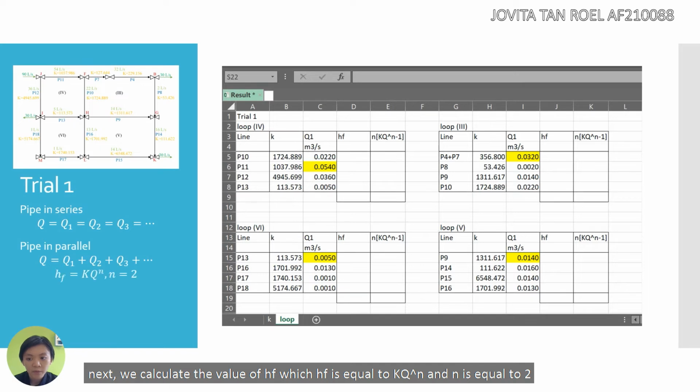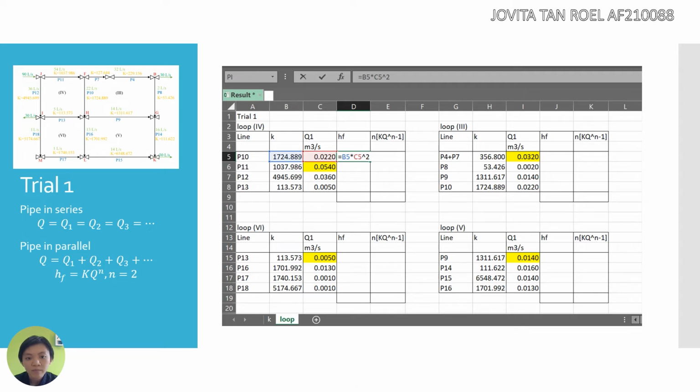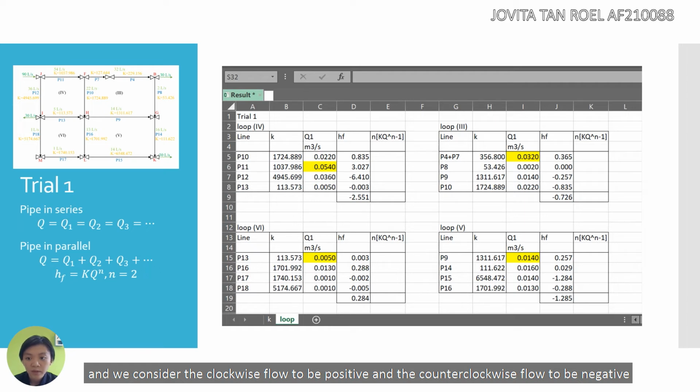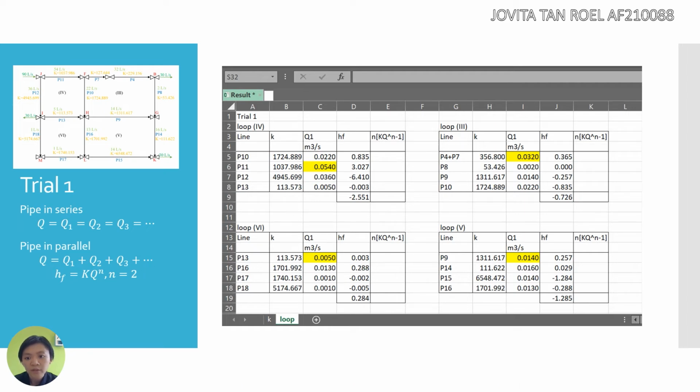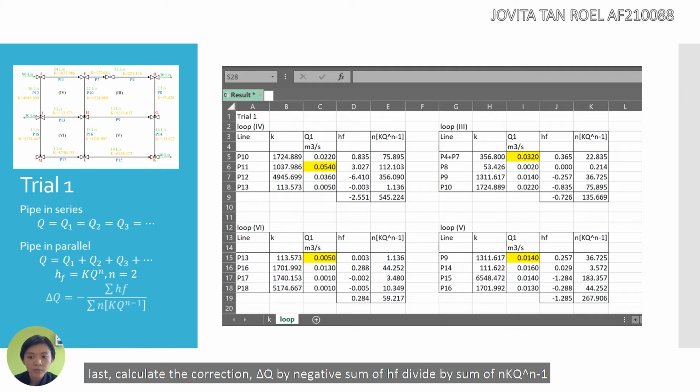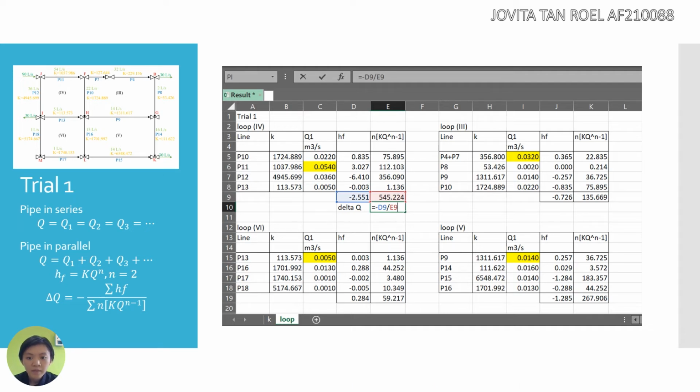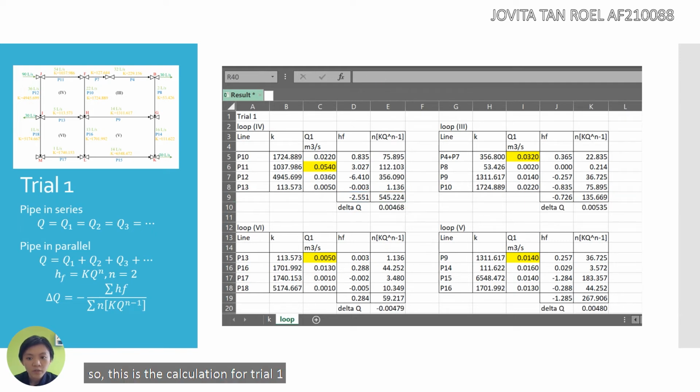Next, we calculate the value of HF, where HF is equal to KQ power n, and n is equal to 2. We consider the clockwise flow to be positive and the counterclockwise flow to be negative. And then we calculate nKQ power n minus 1. Last, calculate the correction delta Q by negative sum of HF divided by sum of nKQ power n minus 1. So this is the calculation for trial 1.